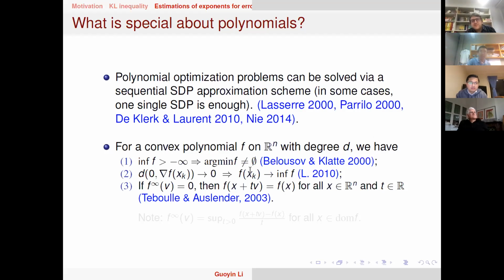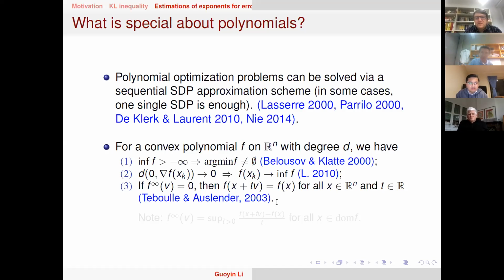The second result basically says that if you have a stationary sequence, then it's also a minimizing sequence. We did this back in 2010. The third property is located in a nice book by Auslender and Teboulle, which says that if you have a vector v such that the recession function takes the value 0, then the function takes a constant value along this line.